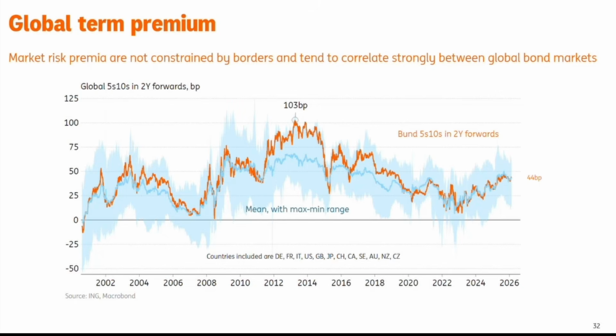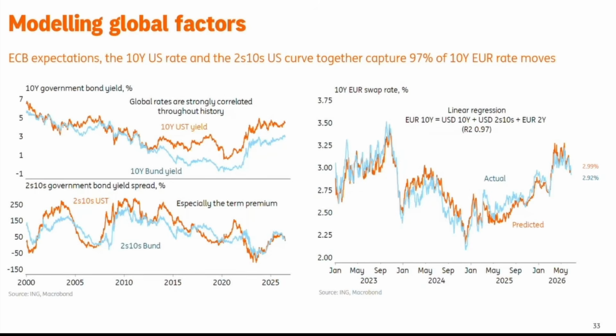So that really tells us that over time, you do have a risk premium that varies, and also at a global scale. And you can see if you take the average of all the 5s10s curves of these major markets, you actually have a very good proxy for what the Bund curve is doing. So it really tells us you cannot look at these yield curves in isolation. You need to understand what's happening in the broader markets and especially what's happening in the US, because the US is the dominant factor. And this is, I think, my very last slide before we have a last question.